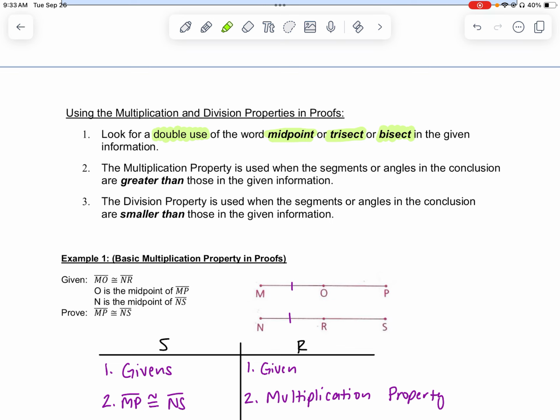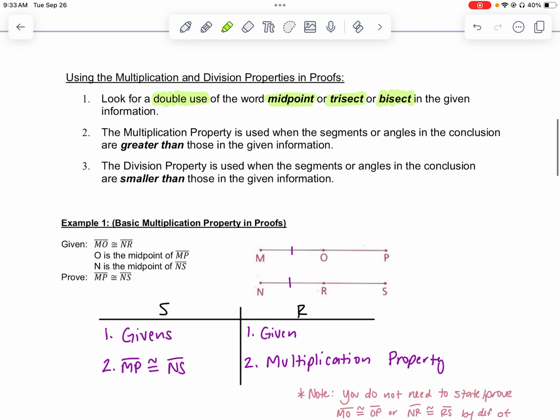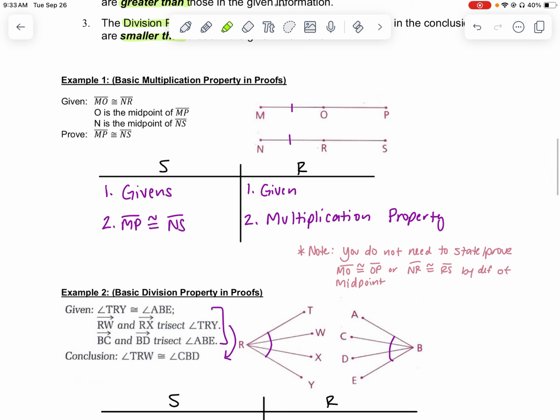This often means that we have two different angles or segments that are being divided into two equal halves or three equal parts, and we can use these effects of multiplication and division. Similar to addition and subtraction, we're going to use the multiplication property when the segments or angles in our conclusion are greater than those in the given information, larger. Division property when the angles or segments in our conclusion are smaller. So let's look very simply at how multiplication and division properties would be used.